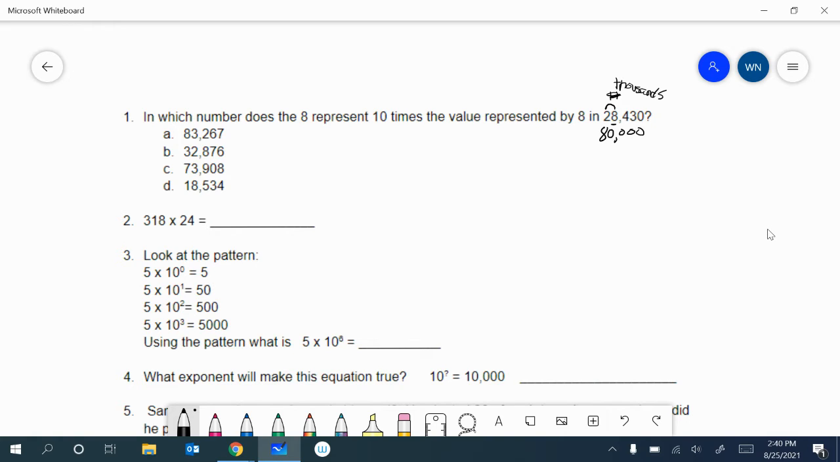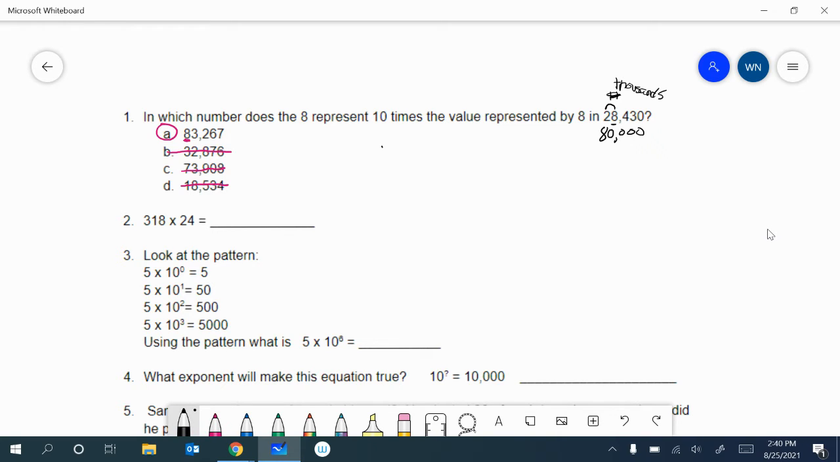So let's check our answers. 83,267 has an 8 in that 10,000s place. So it's looking like a good answer. But let's check the rest. 32,876 does not. I'll cross that one out. 73,908 does not. It has a 7 in that 10,000s place. And 18,534 does not. It has a 1 in that 10,000s place. So my answer is A.